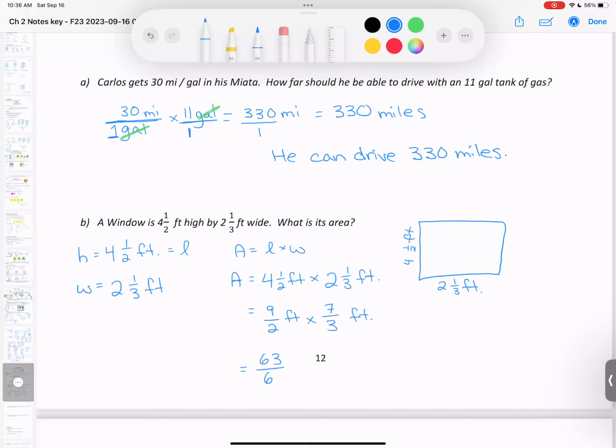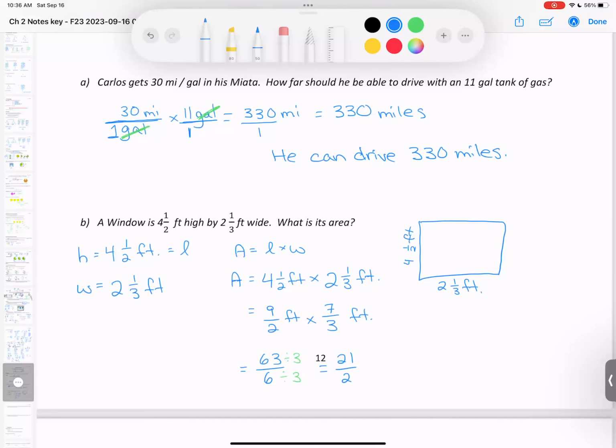Okay, can we simplify that? Well, I can see my bottom is divisible by 3, and 63 is also divisible by 3. So if I divide them both by 3, what do I get? 63 divided by 3 gives me 21. So I get 21 over 2.